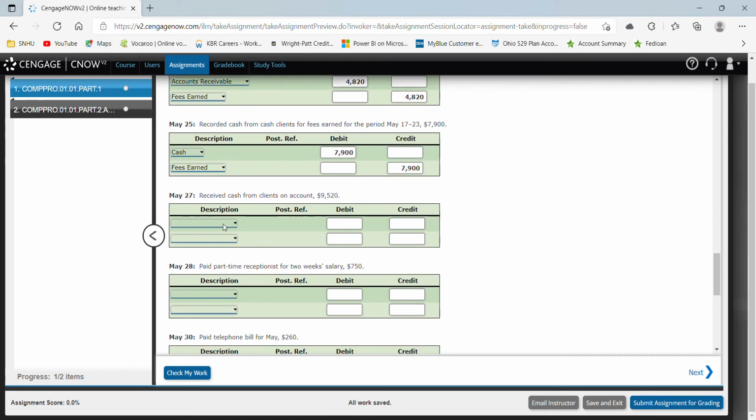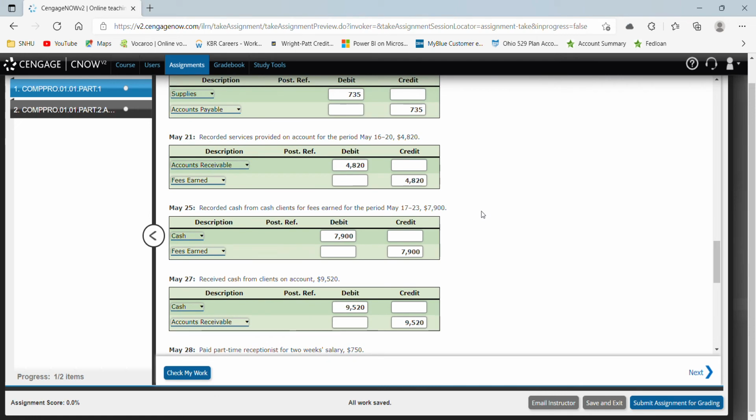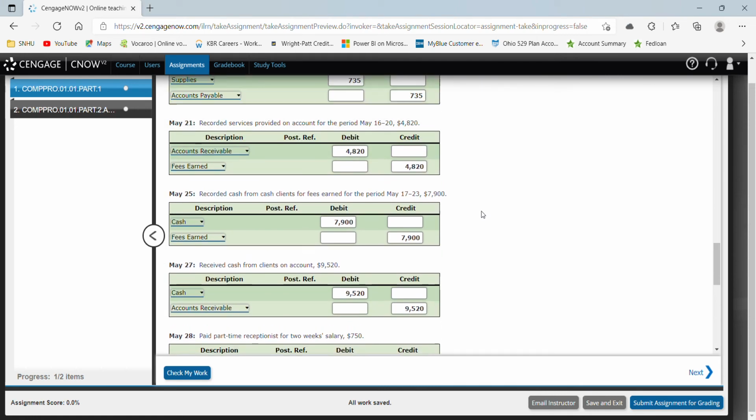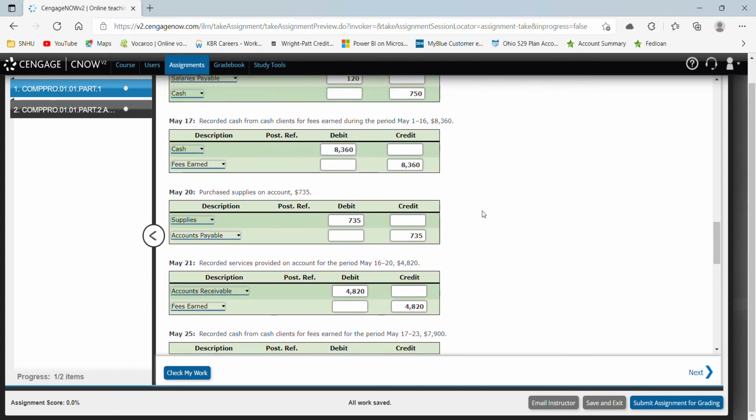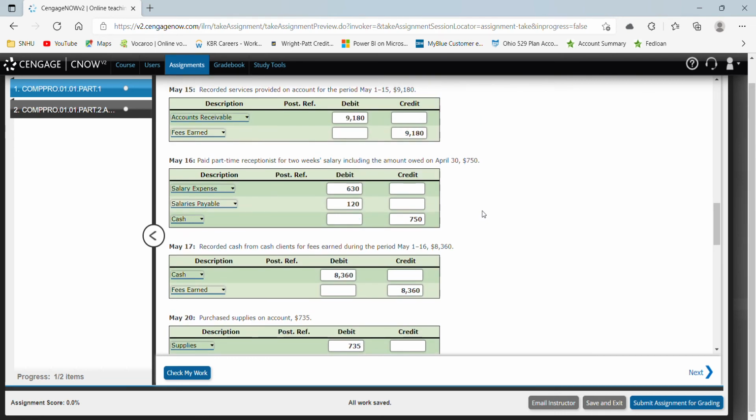Whenever there's cash, we can always look and see what's happening with cash. Here we received cash. So record that. And then our accounts receivable. Let's see. Sorry, I'm just looking back up through here.